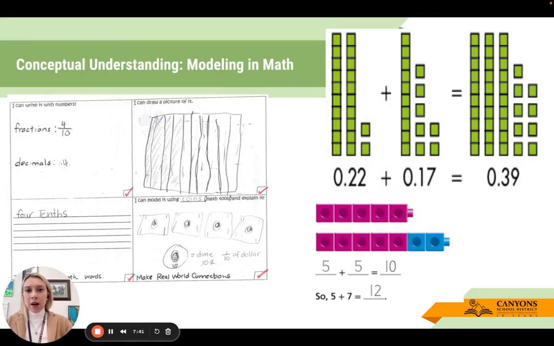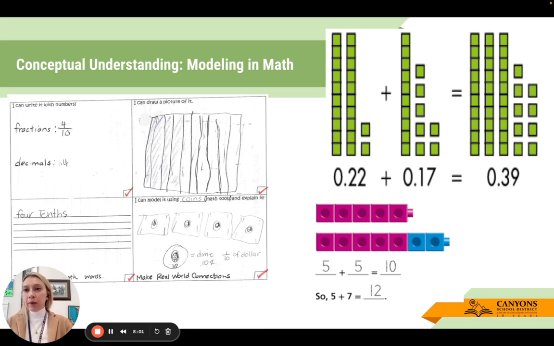So here's what modeling in math looks like. These are all examples that you've probably seen within your teacher edition. On the right-hand side, the base ten blocks and the Unifix cubes are screenshots directly from your curriculum from various grade levels. On the left-hand side is something I wanted to show you as a way that you can use this with your students.